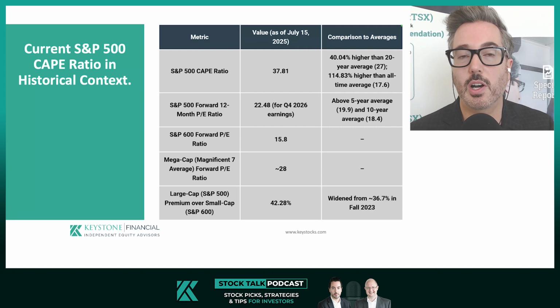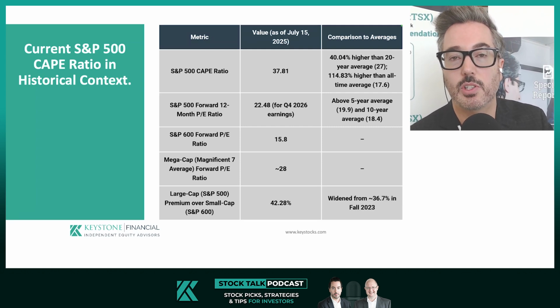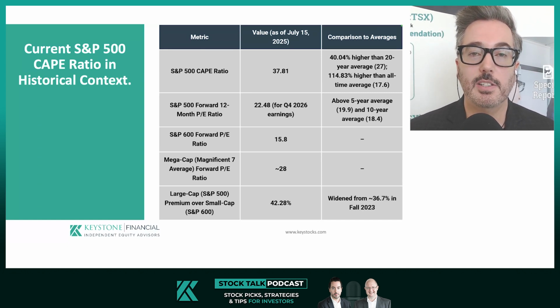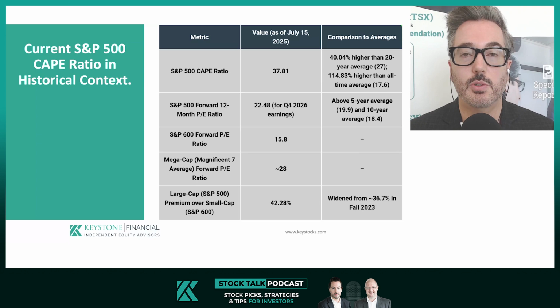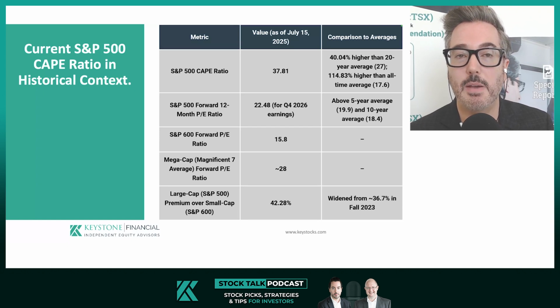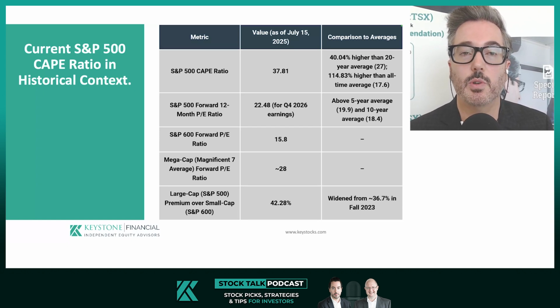For historical context, the 20-year average for the Shiller PE ratio is 27. The current CAPE of 37.8, I misspoke, is 40% higher than its 20-year average. The all-time average over the last 100-plus years for the Shiller PE is 17.6. The current CAPE is approximately 114% above its all-time historic average.